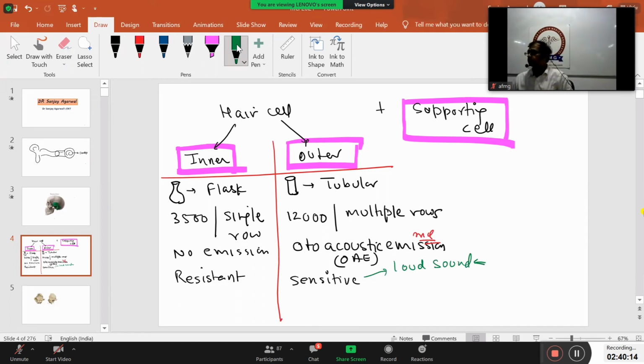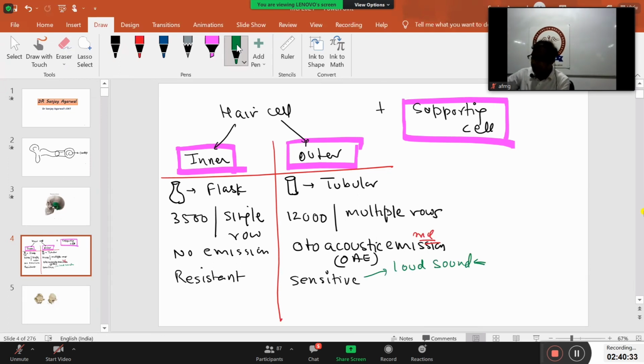And so we have a protection for this. What is that protection called? A reflex. Stapedial reflex, acoustic reflex. Isn't it? I told you it is for protection. So if you ask me what does it protect? It protects mainly the outer hair cells of the cochlea.